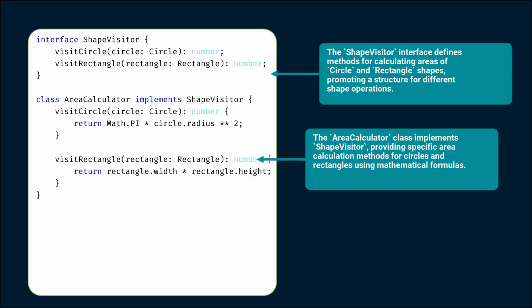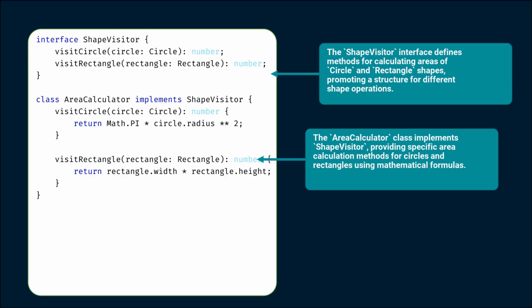The shape visitor interface declares specific methods for each shape type, in this case, visitCircle for circles and visitRectangle for rectangles. This setup delineates the operations that can be performed on the shape objects without changing their underlying structure. Now let's see how the area calculator class implements this interface.